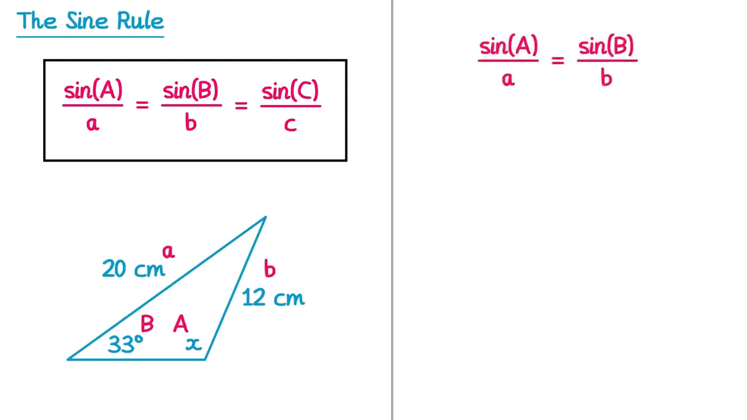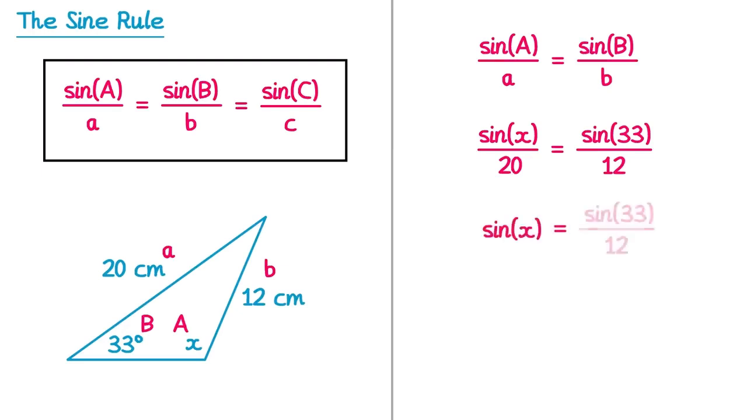Then we take the formula and we're going to substitute the information from the question. So instead of sine of capital A, it's sine of x. Instead of lowercase a, it's 20. Instead of sine of capital B, it's sine of 33. And instead of lowercase b, it's 12. We can multiply both sides by 20 like we did before. This will give us sine of x equals sine of 33 over 12 multiplied by 20, which is 20 sine 33 over 12. Then we can type this right-hand side into the calculator, so we get sine of x equals this number here.